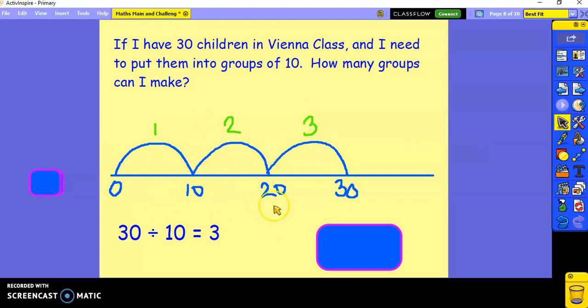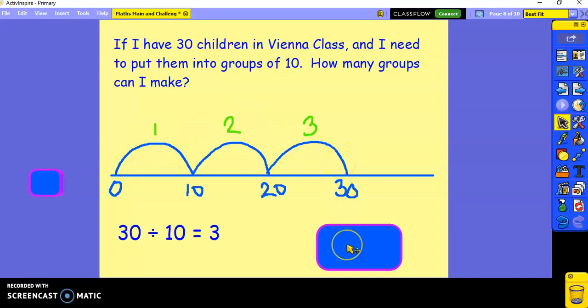Now, remember, using our number line today, it's a little bit different to how we were using it previously. So last week when we were doing addition and subtraction, we were working out what number we landed on at the end. But today we're counting how many jumps that we did. So be careful, we don't want to see any answers. 30 divided by 10 equals 30. We're looking at how many jumps we have done.